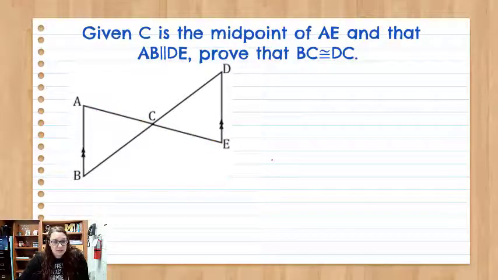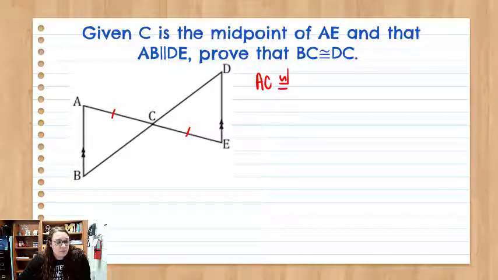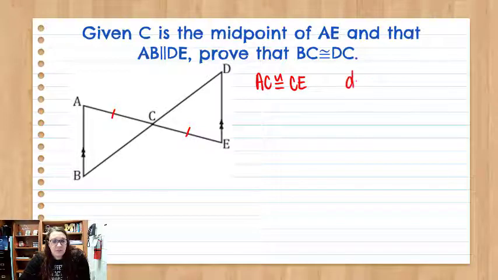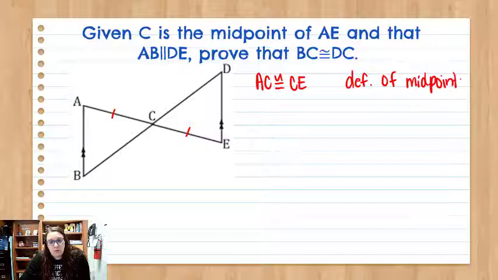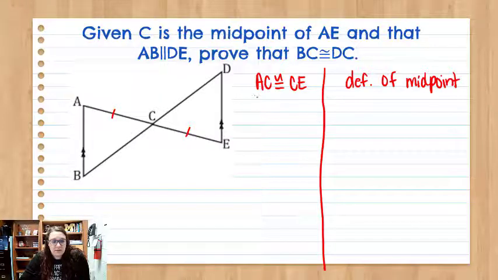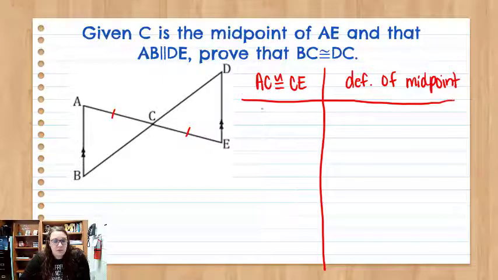Let me erase my markings and kind of start fresh. I always want to start with what I'm given, and that was the business about the midpoint. So that midpoint C is showing that these 2 markings can be put in. So I can say that AC is congruent. Well, that looked kind of weird. Let me fix it. AC is congruent to CE, and that was the definition of the midpoint. And I'm going to put my statements on one side, reasons on the other. So there's my first bit.